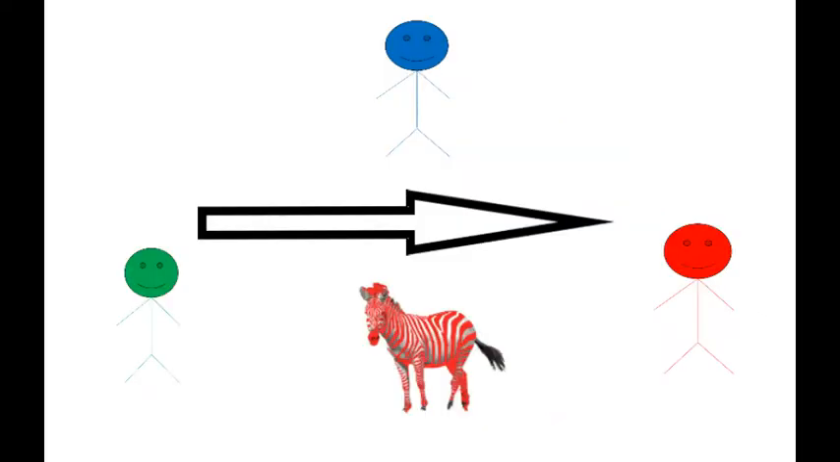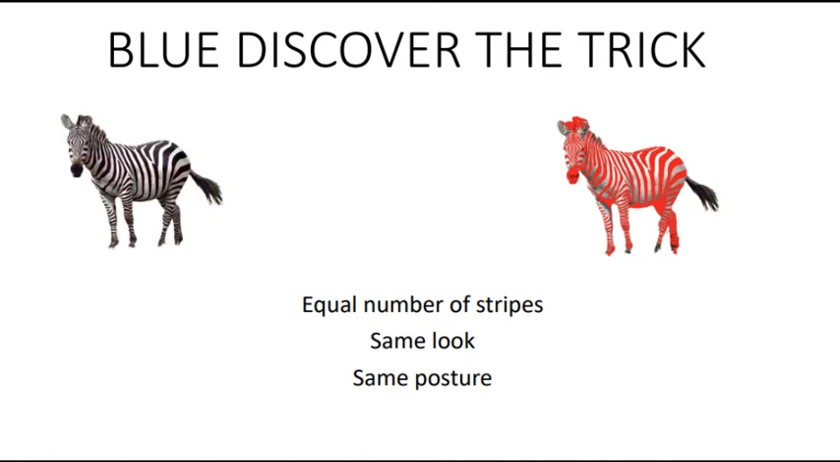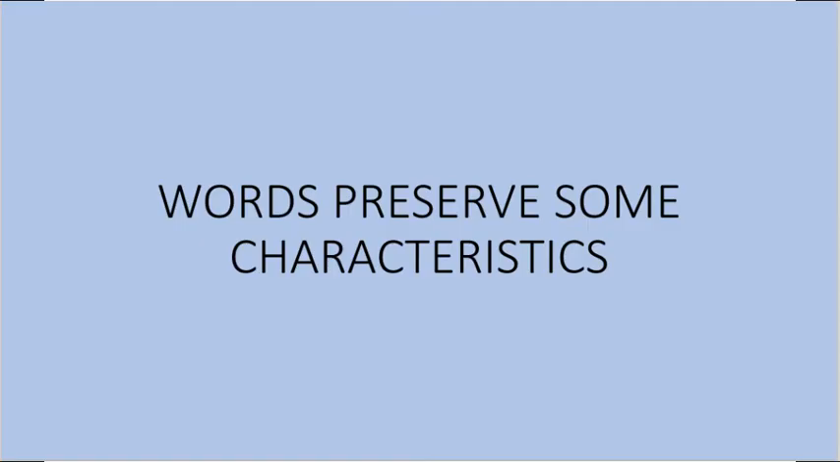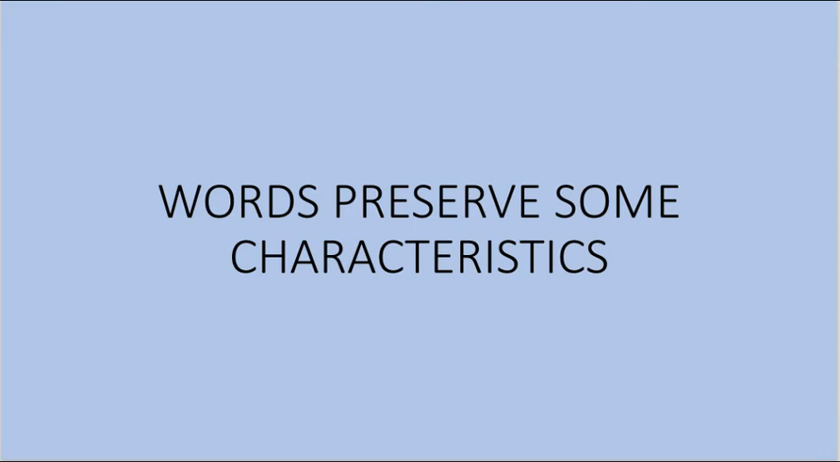And at the beginning, it worked just fine. But at some point, blue notices something. The zebra has the same number of stripes, the same look, and the same posture of the original zebra. So he understands the trick, and he steals the zebra again. Like the zebra, also words preserve some characteristics. And we're going to see this behavior through an example.